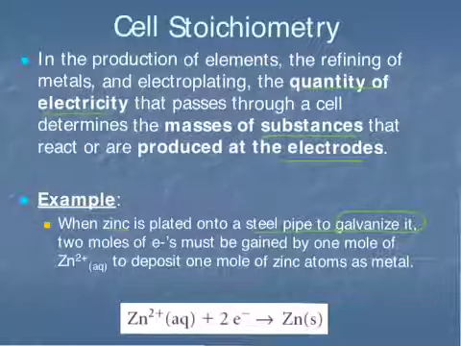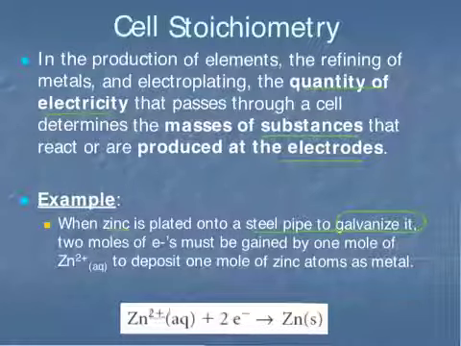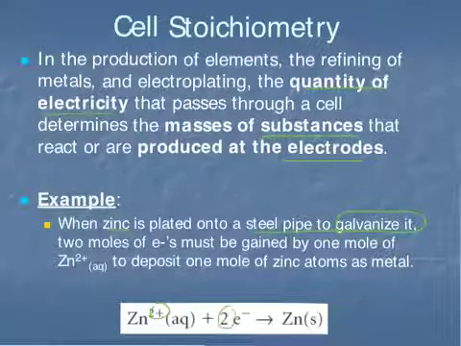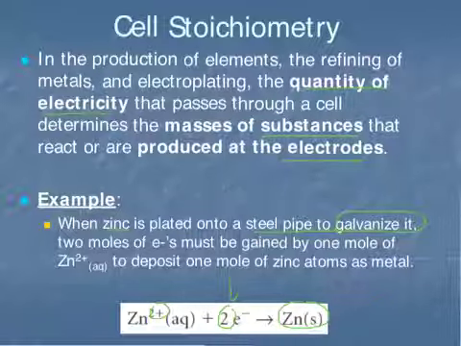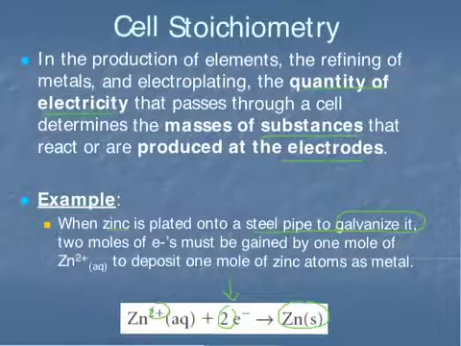So for example, when we coat zinc onto a steel pipe to what's called galvanize it to prevent it from rusting, 2 moles of electrons must be gained for every 1 mole of zinc. Because zinc ions, being +2 charge, require 2 moles of electrons to produce solid zinc. So if we can calculate how many moles of electrons are transferred in our reaction, we can determine the number of moles and the mass of zinc that is produced in our reaction.